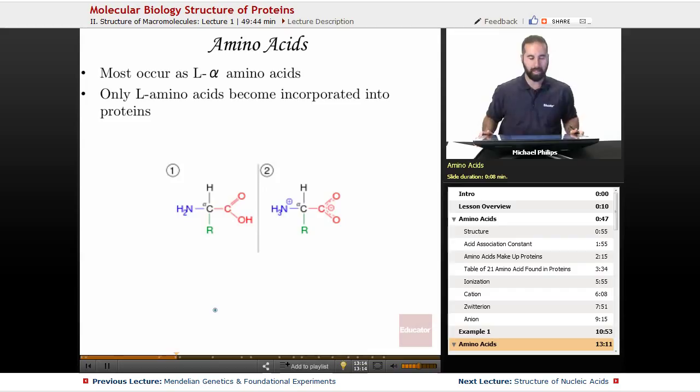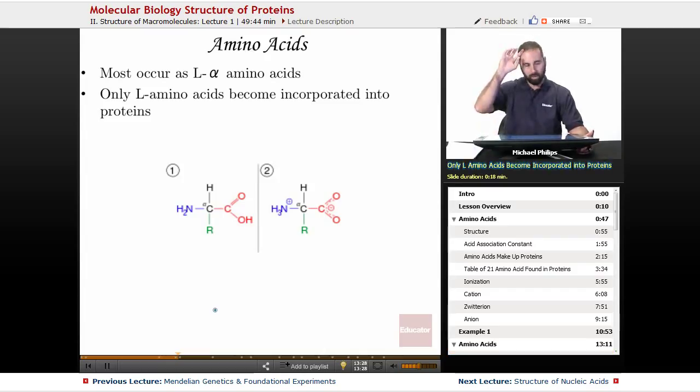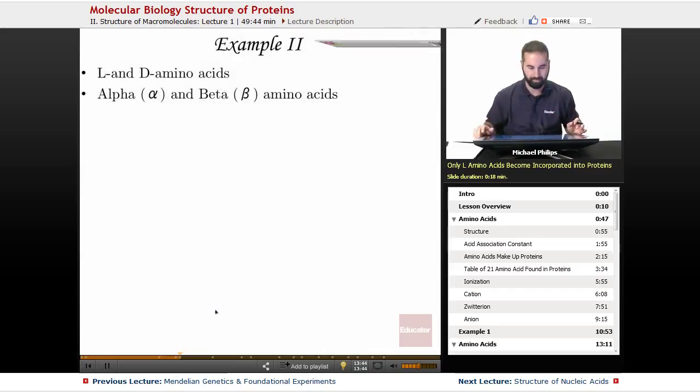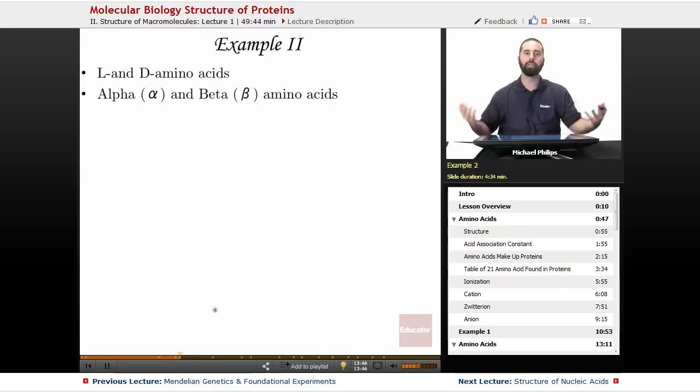Now, when we talk about amino acids, we need to talk about what form they're normally found in. Now, most of our amino acids occur as what are called L-alpha amino acids. So this is a type of configuration. Now, only L amino acids become incorporated into protein. And we will see what the difference between an L and a D, or an alpha and a beta amino acid, actually looks like. So what do they look like?